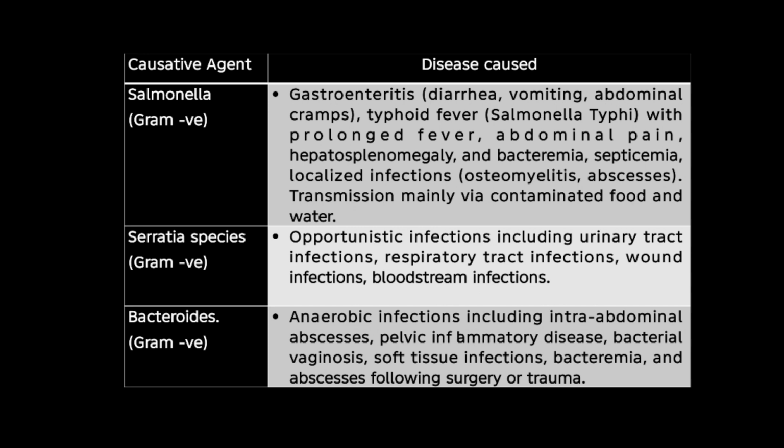Then we have Serratia species. They are also active against the Serratia species. The diseases caused by Serratia species include opportunistic infections, including UTI, respiratory tract infections, wound infections, and bloodstream infections. Then they are also active against Bacteroides, which are also gram-negative bacteria. The diseases caused by Bacteroides include anaerobic infections, including intra-abdominal abscess, pelvic inflammatory disease, bacterial vaginosis, soft tissue infections, bacteremia, and abscess following surgery or trauma.